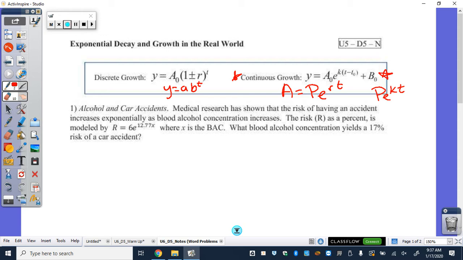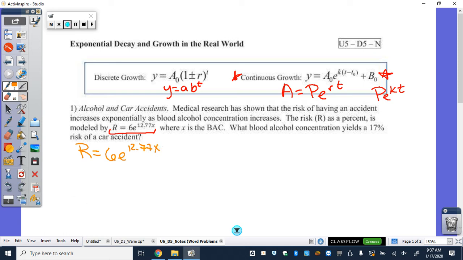So we have: medical research has shown that the risk of having an accident increases exponentially as blood alcohol concentration increases. The risk, which is represented by R as a percent, is modeled by this equation here, where x is the BAC. It's the blood alcohol concentration. So what blood alcohol concentration yields a 17% risk of a car accident? So we're going to be plugging into this formula they've given us here.